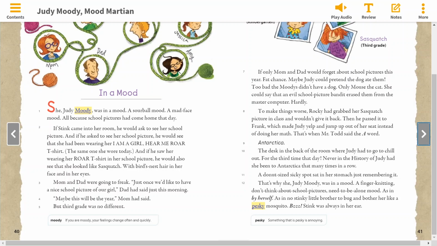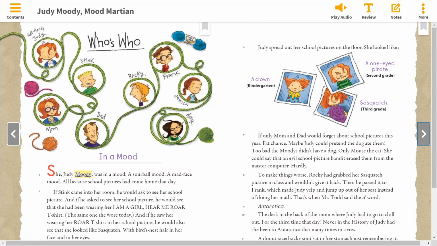"Just once we'd like to have a nice school picture of our girl," Dad had said just this morning. "Maybe this will be the year," Mom had said. But third grade was no different. Moody, if you are moody, your feelings change often and quickly. Judy spread out her school pictures on the floor. She looked like a clown, kindergarten, a one-eyed pirate, second grade, Sasquatch, third grade.